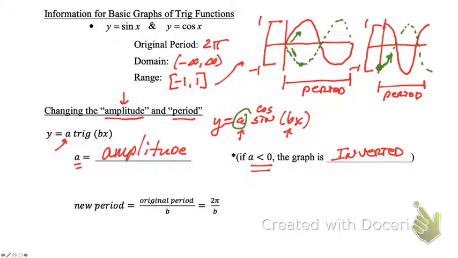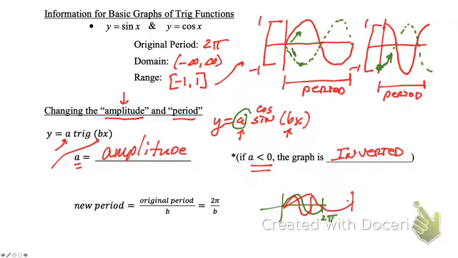What would change that period? What would make that sine curve, which usually has a length of ride of 2 pi, speed up so that it stops early, or slow down so that it goes farther? Well, that's the b value that's in there. That determines your period.